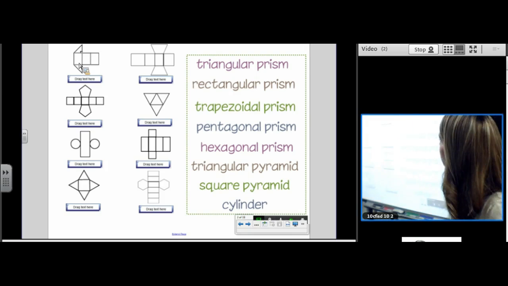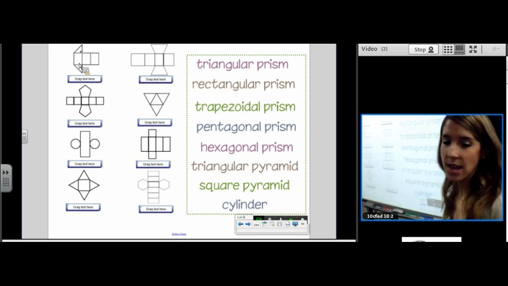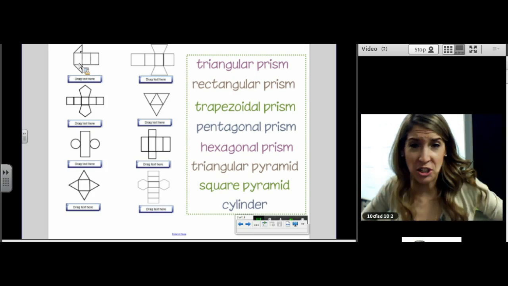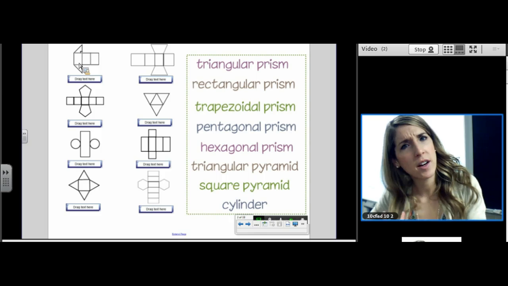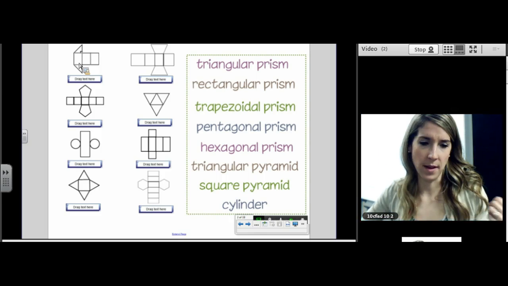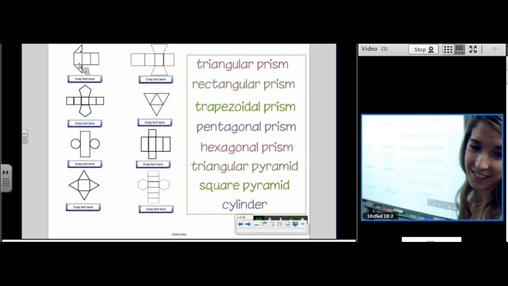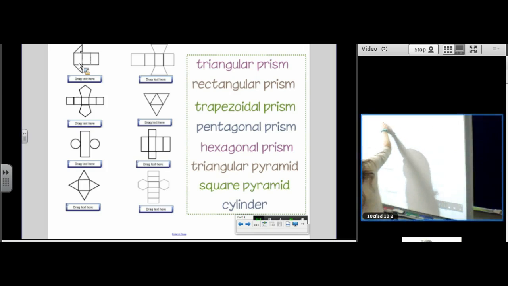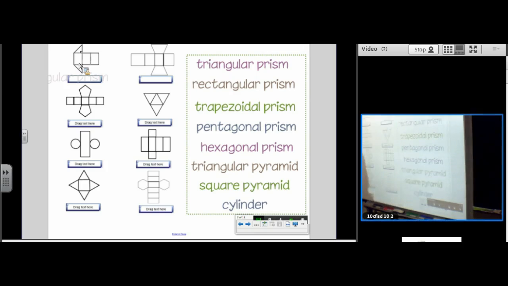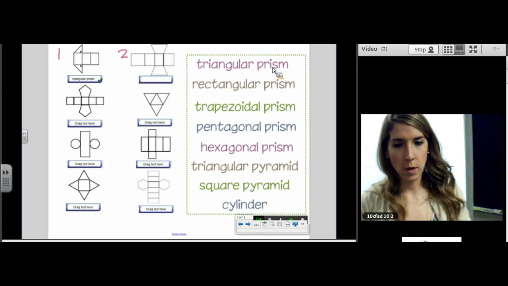What is that? You see triangles there. So is it a triangular prism or a triangular pyramid? Good. It's a triangular prism. So that's what that first one is. Let's go this way. Number 2, what would that be?